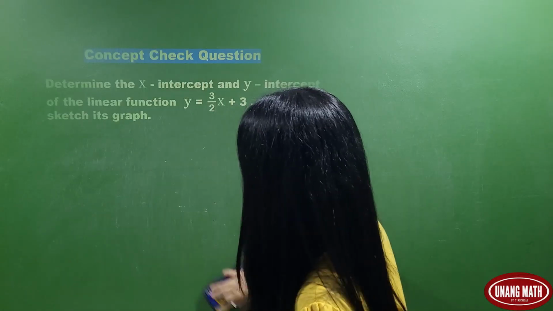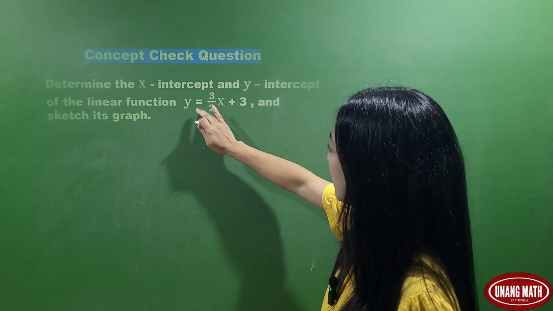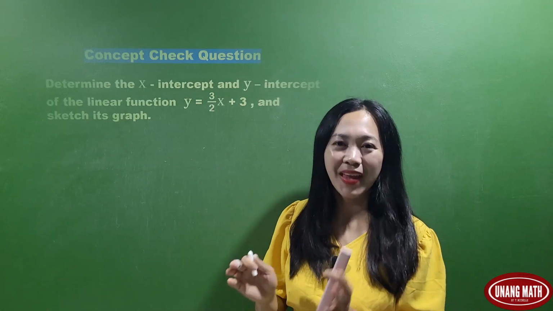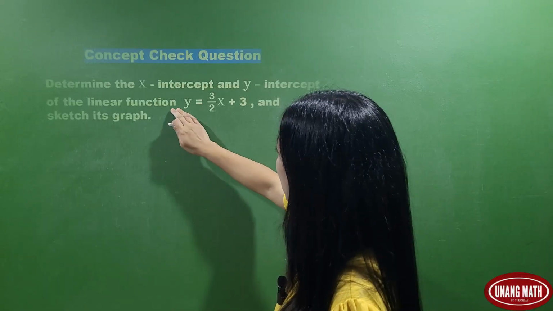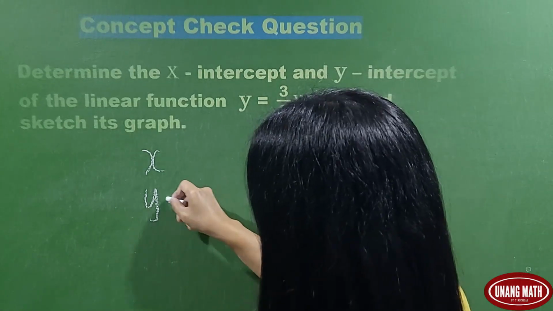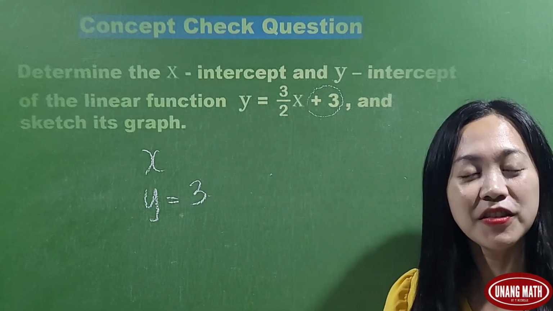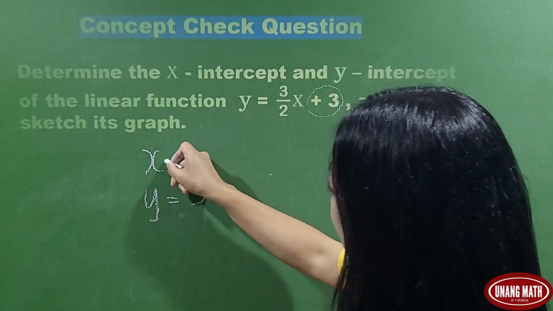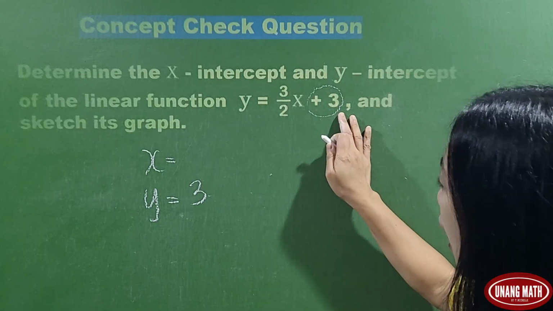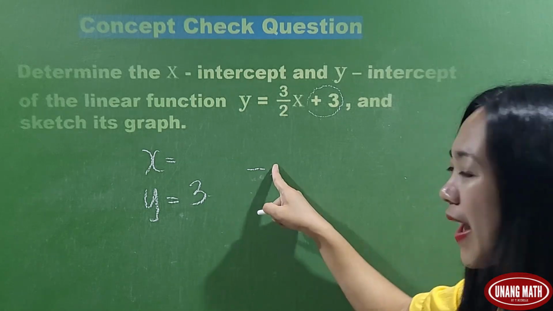We will determine the x-intercept and y-intercept of this linear function y is equal to 3 over 2x plus 3 and we will sketch its graph. So, this linear function y is equal to 3 over 2x plus 3 has a y-intercept of positive 3. Take note, the first step that we need to do is find the x-intercept and the y-intercept. So, y-intercept is positive 3. To find the x-intercept, divide the value of negative b by the value of a.